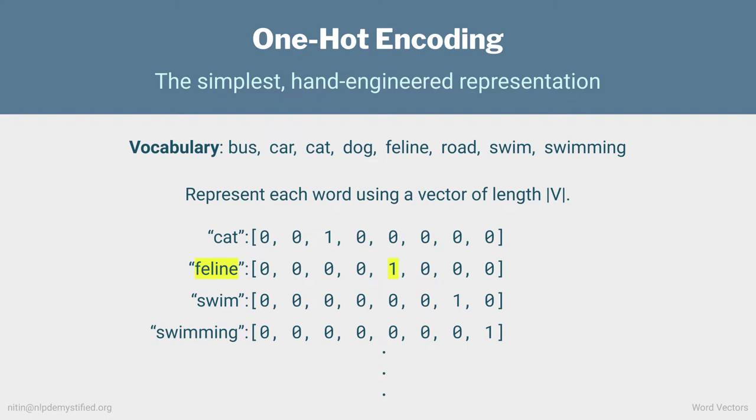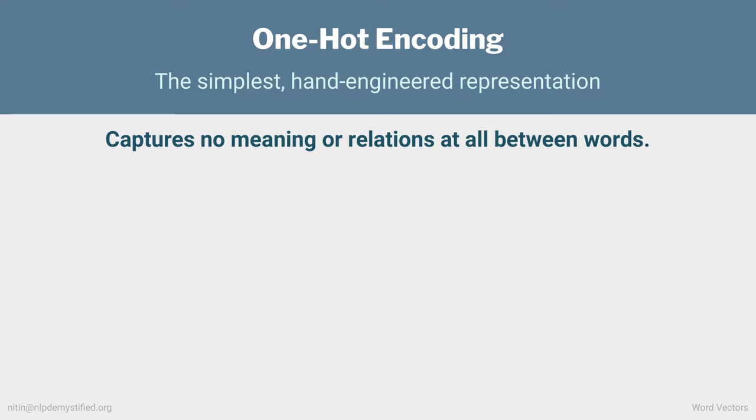Pretty simple. The trade-off for the simplicity is that we end up with a sparse representation. With a 20,000-word vocabulary, each word is going to be represented by a 20,000-element vector, with only one element set to 1, which can be wasteful to both store and process. But the bigger problem is that these vectors don't capture any meaning or relationship between words.